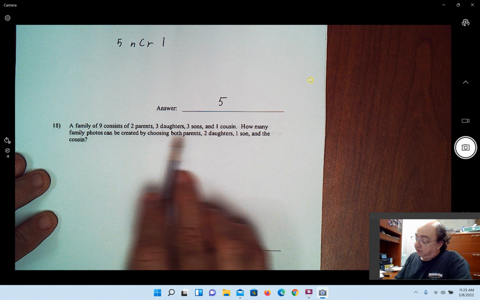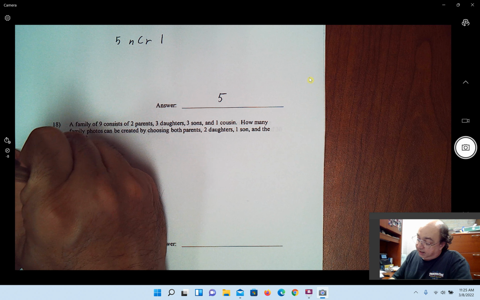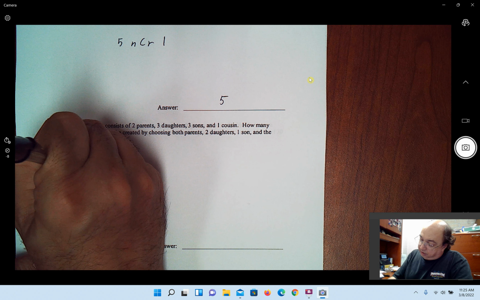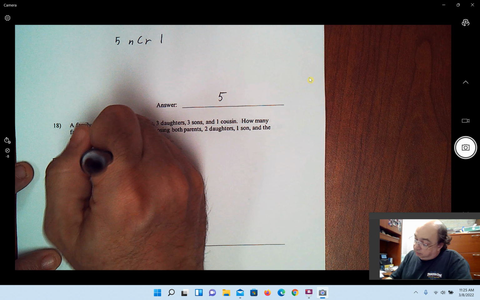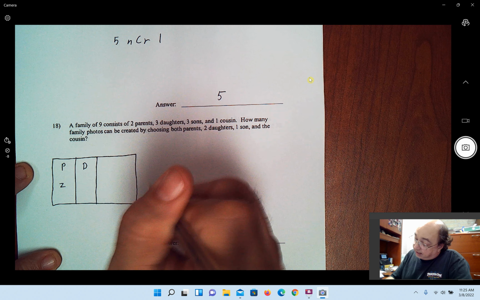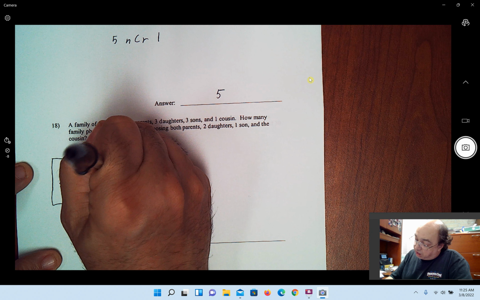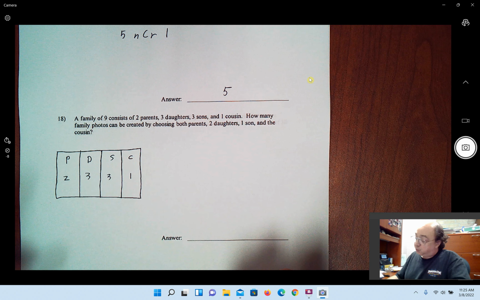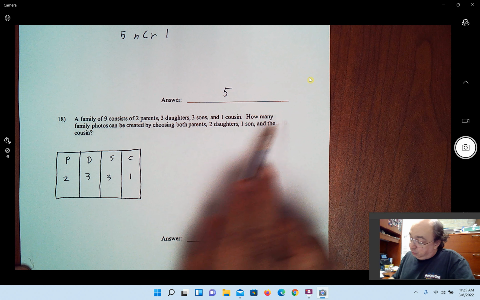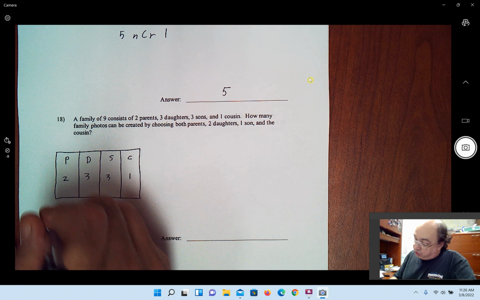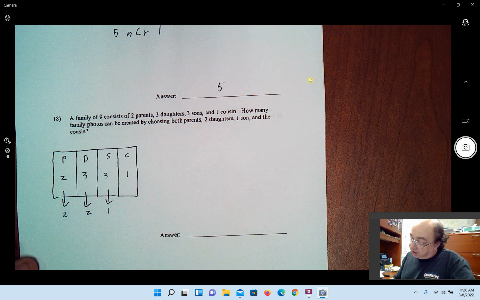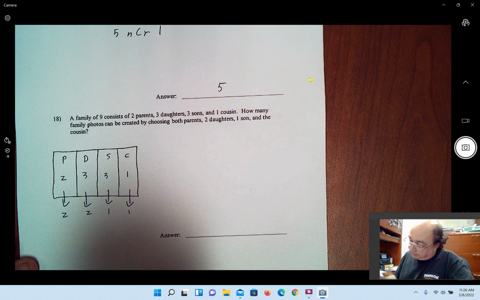All right, number 18, we have a family of 9, and we're breaking it up into groups. So we've got a parent group that has 2. We have a daughter group that has 3. We have a son group that has 3. And we have a cousin group that has 1. And it says, how many ways can family photos be created by choosing 2 from the parent group, 2 from the daughter group, 1 from the son group, and 1 from the cousin group?